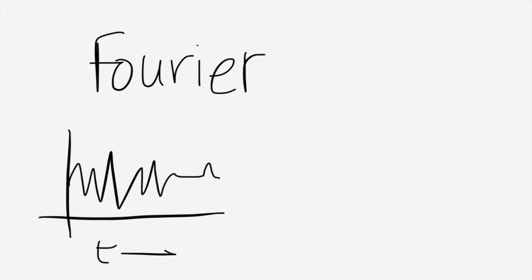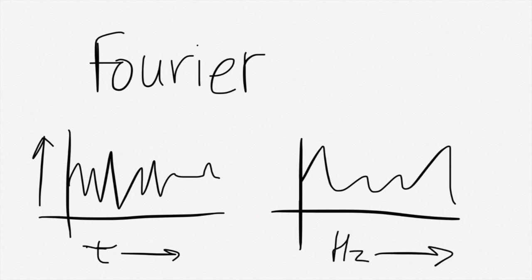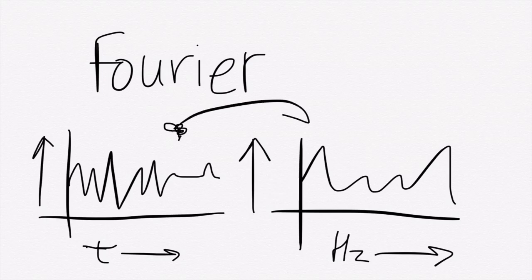And so time here is on the x-axis, and this is the signal intensity. It returns frequency domain data with frequency on the x-axis instead of time, and the intensity of that frequency in the y-axis. So this transform turns this into this.